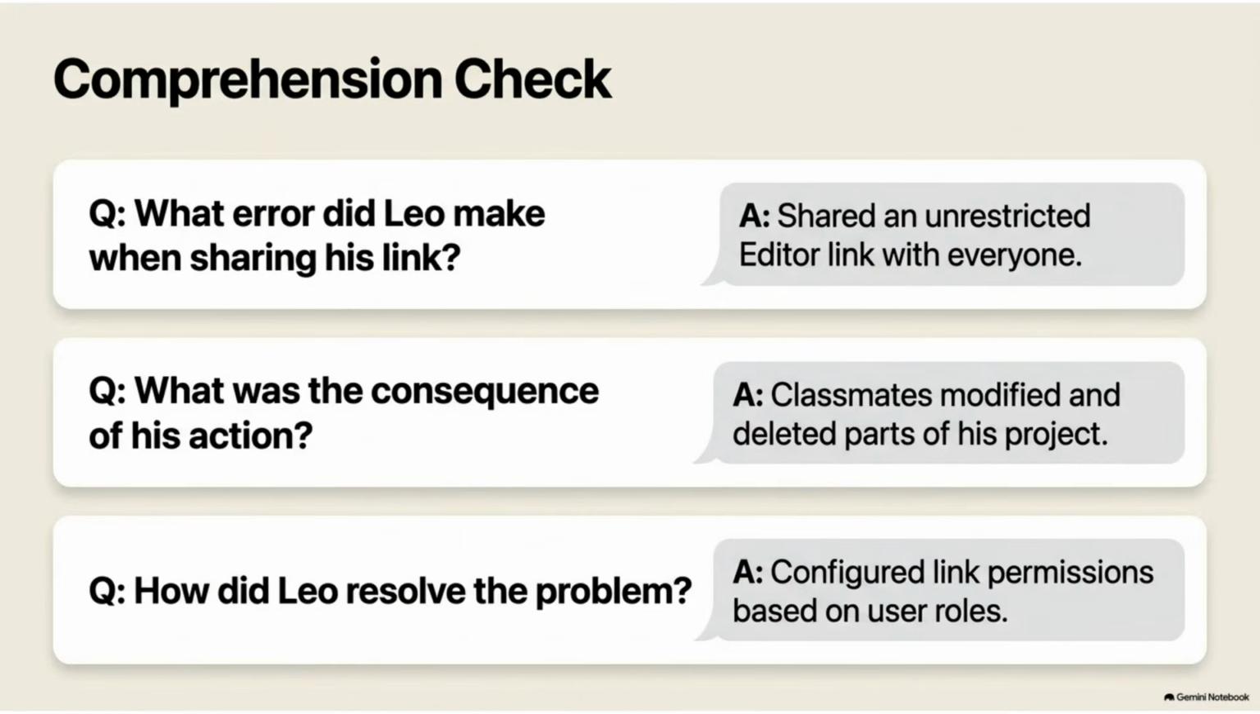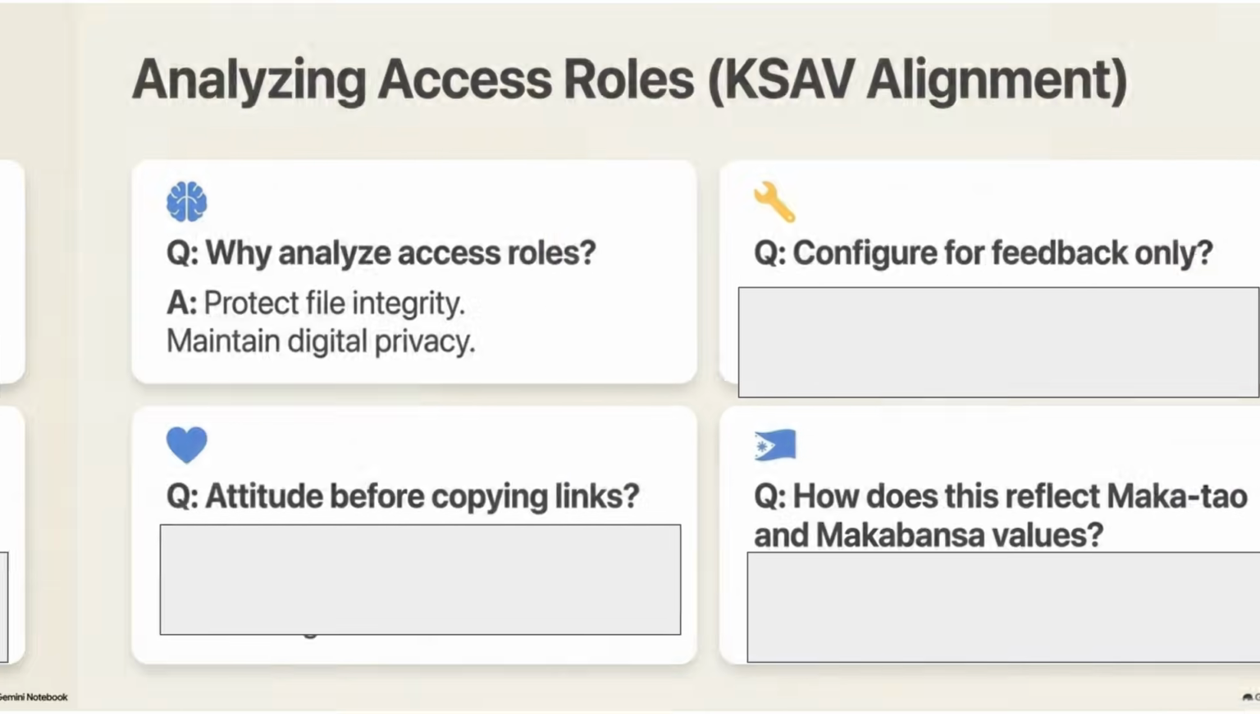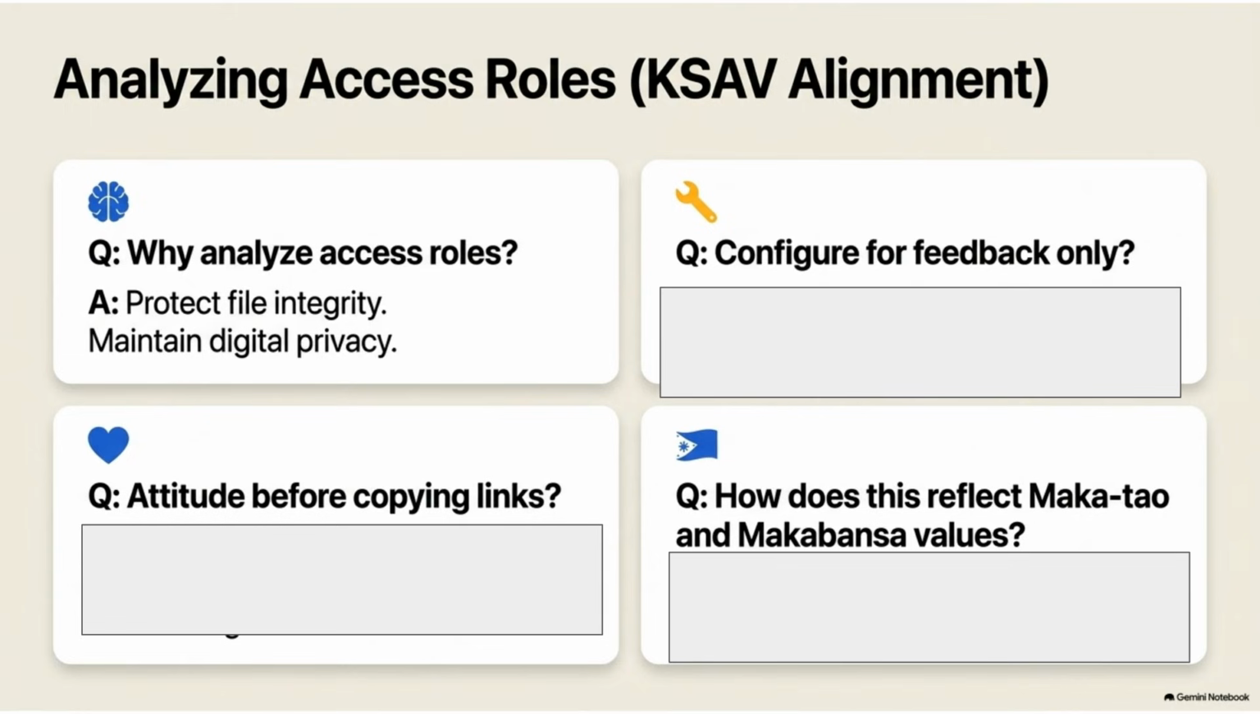To wrap up, remember to always analyze who needs access to your files. Being careful with permissions reflects responsibility and respect for others' digital work. Now let's look at the KSAV alignment framework, starting with why we analyze access roles in the first place. Analyzing access roles is essential to protect your file integrity and maintain your digital privacy.